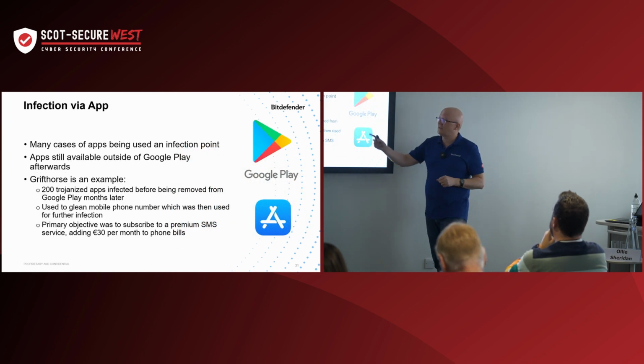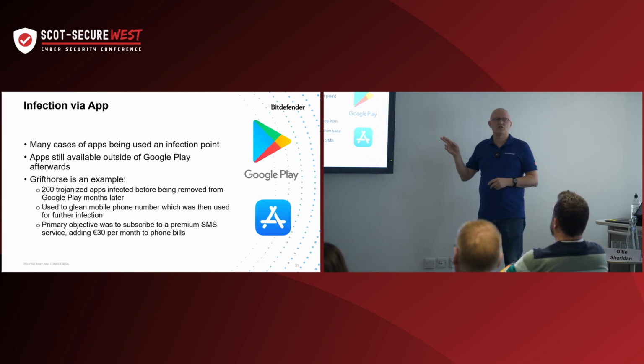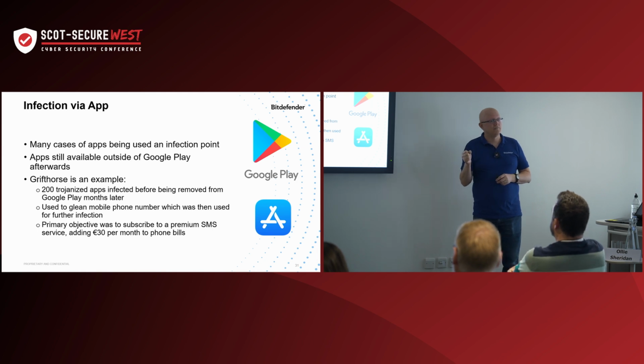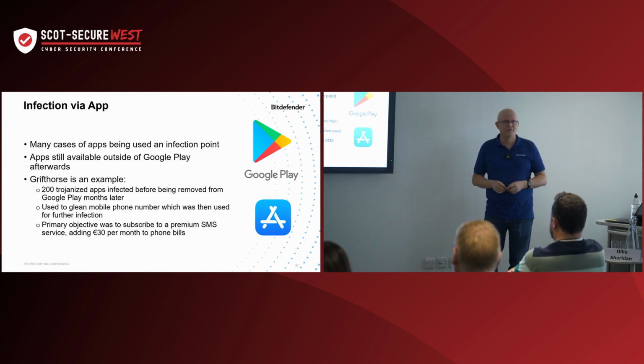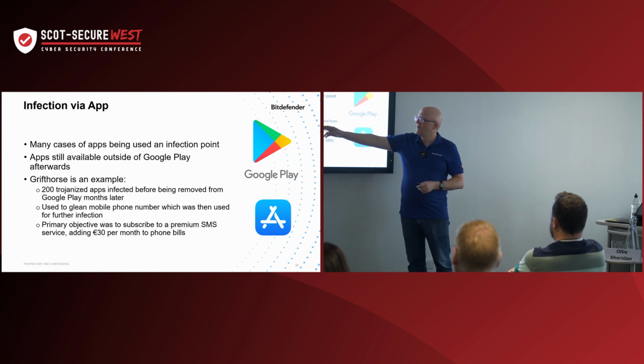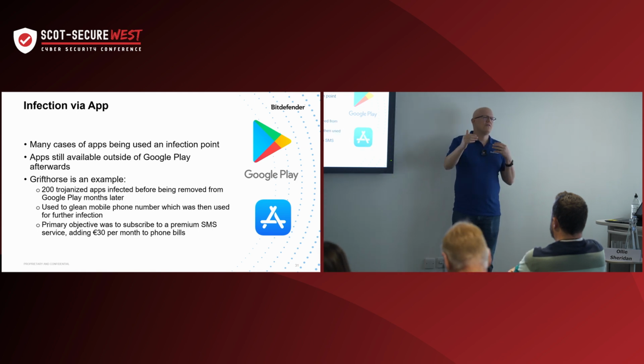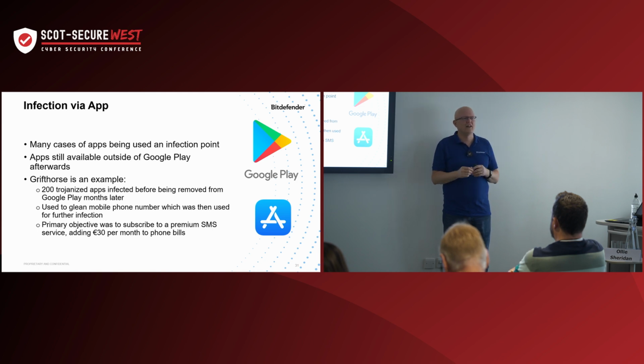So there's a number of cases where the application that you've downloaded from a site, and you can Google this if you like, the irony of that's kind of funny, but Grift Horse is a really good example of that. Well, what Grift Horse did was they produced, I don't know if it's 200 exactly, but they produced a number of apps, and then they included the Trojan inside of all of those applications, and then they published it on Google Play.